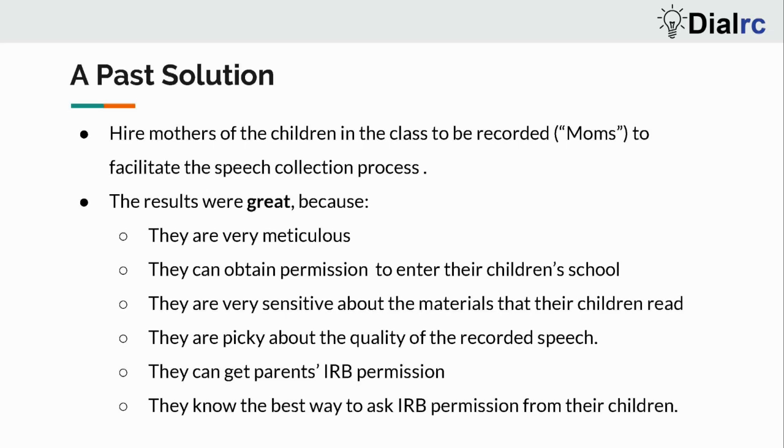And also, to record children, there are two levels of IRB permissions. First of all, we need permission from parents, and because we're directly working with the parents, we already have that permission. Second, we need IRB permission from the children. And children, especially young kids, are not so easy to talk to. It's quite difficult to convince them to give you permission as they're strangers. But their parents are the best people to do that. They know how to convince their own children to give you the IRB permission.